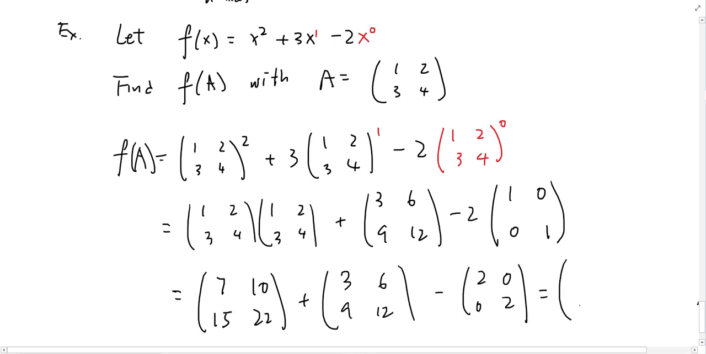Notice the output comes out to be a 2 by 2 matrix. 7 plus 3 minus 2 is 8. 10 plus 6 minus 0 is 16. 15 plus 9 is 24. And 22 plus 12 minus 2 is 32.